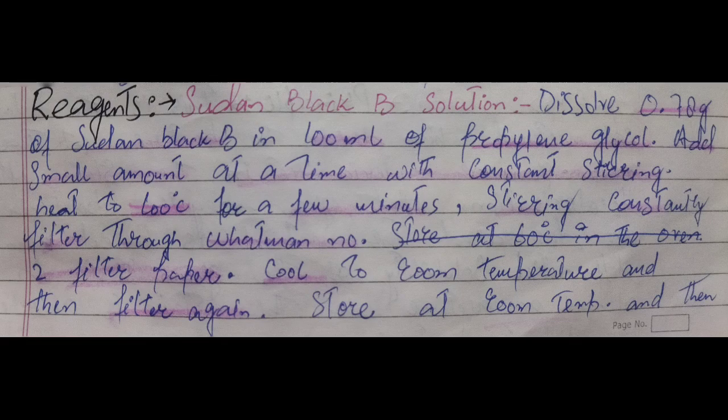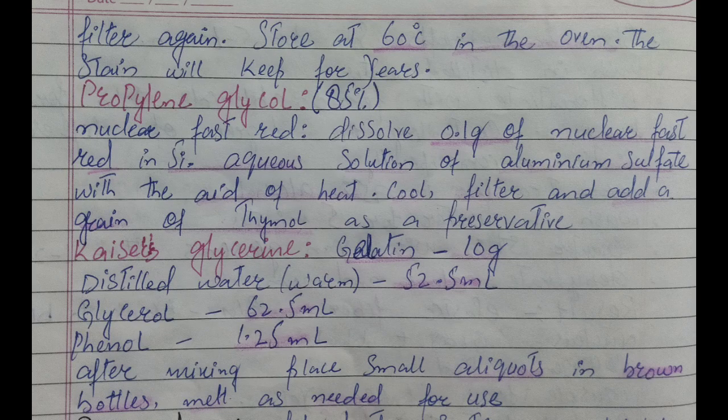Cool to room temperature and then filter again. Store at 60 degrees Celsius in the oven. The stain will keep for years.